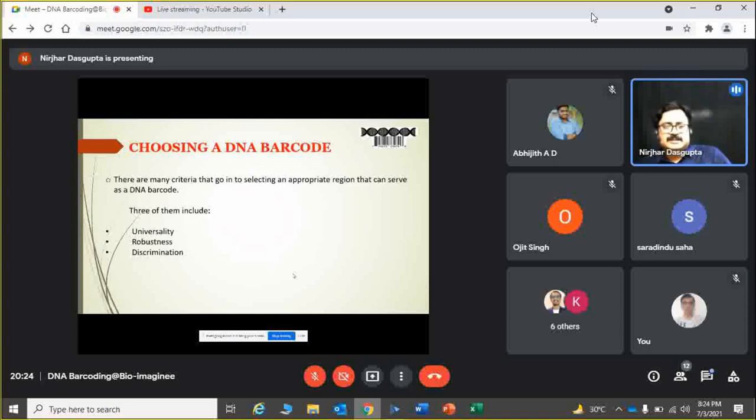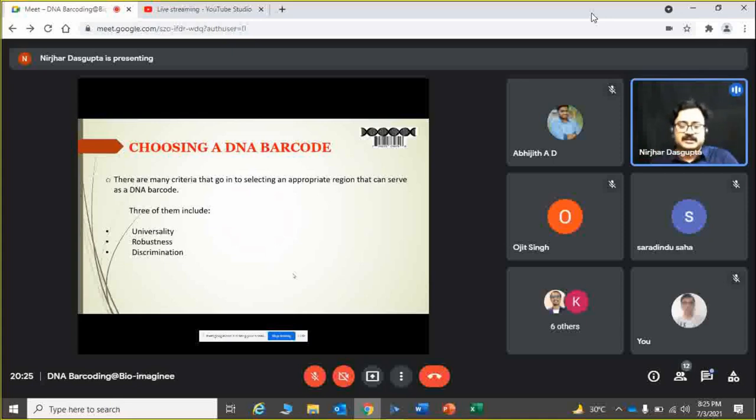Now, the next is choosing a DNA barcode. So that is, as I mentioned, one particular gene or a couple of genes or a particular DNA sequence. Ultimately, we have to find a small stretch of DNA which should have the capacity to distinguish that particular species from the rest of the species.